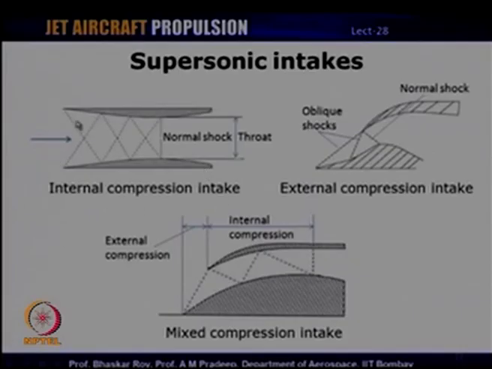This is an internal compression intake. You can see the entire shock system is within the intake itself, with several oblique shocks eventually ending in a normal shock, which is basically the throat of the intake. In an external compression intake, we have oblique shocks ending in a normal shock. All of them are outside the intake itself. Of course, the ramp is still outside. The ramp is the one which leads to formation of these shocks, and this is the normal shock. In this case, there are two oblique shocks and a normal shock. Mixed compression intake involves part of the compression which is external, this is the external compression, and part of the compression which is internal. This part of the compression takes place internally.